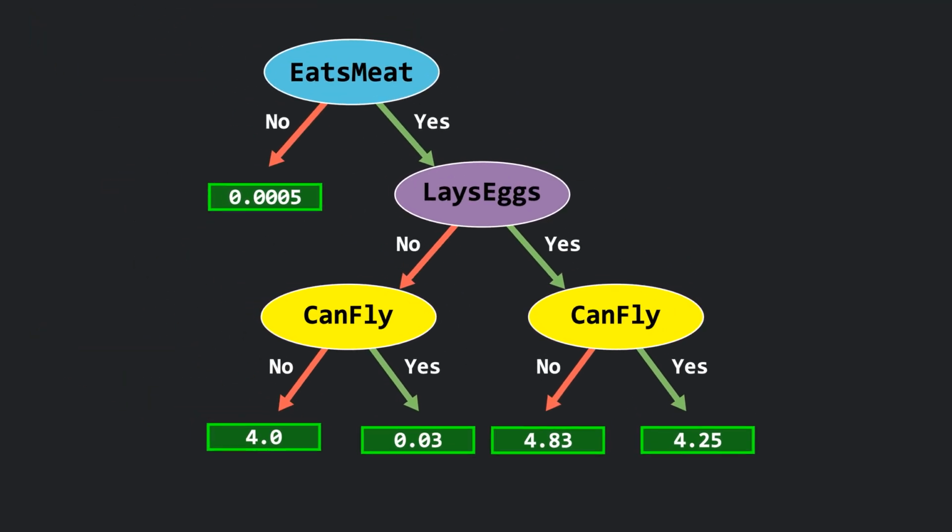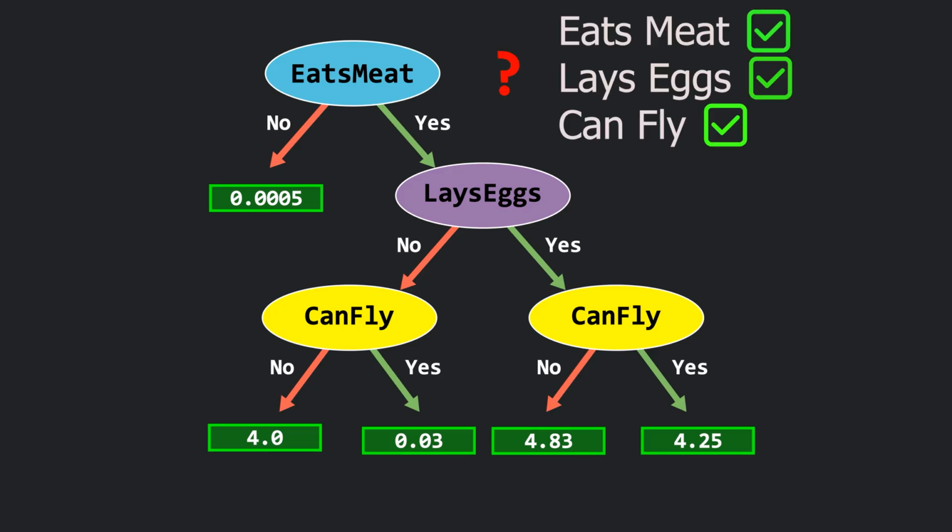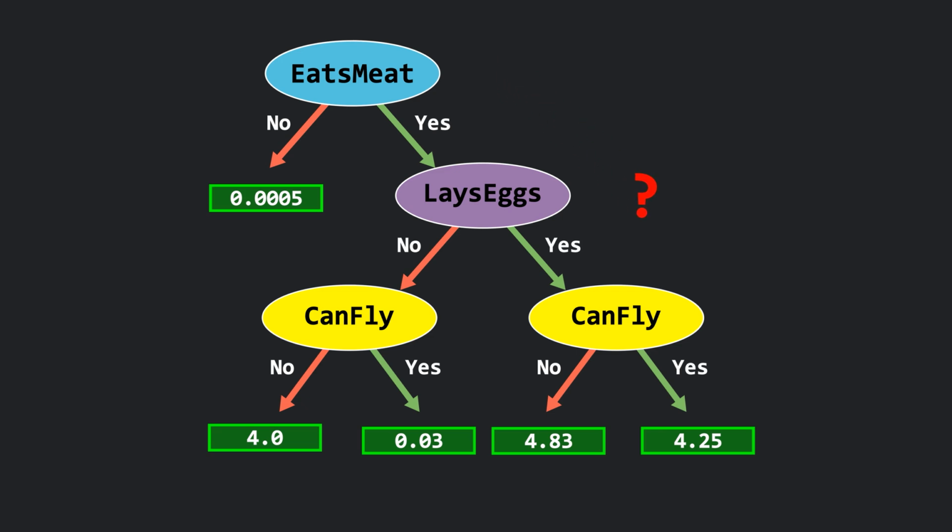And just like that, we have built a regression tree, where instead of class labels like bird or not bird, the tree is predicting continuous values like weight. So if we now want to predict the weight of an animal that eats meat, lays eggs, and can fly, we just follow the path down the regression tree. This takes us to a leaf node that gives a prediction of 4.25 kilograms.